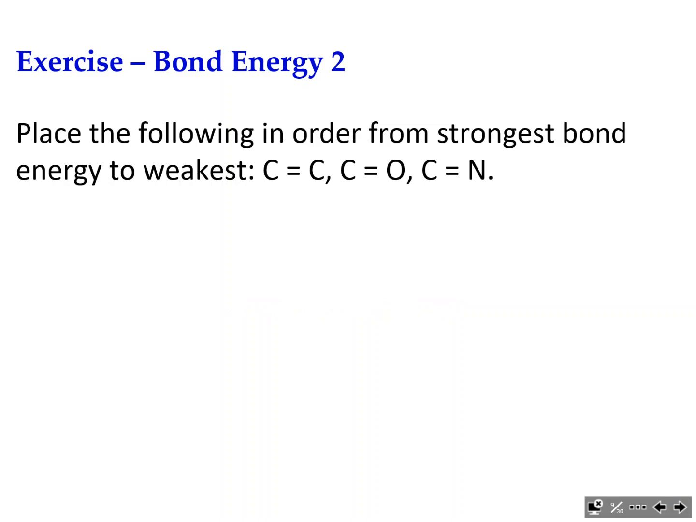So which one is going to be the strongest? C2. Strongest? Which one's the smallest of the C, O, and N? O, so that's the strongest. Then comes N, and the carbons are slightly larger, so that would be the weakest, like so.